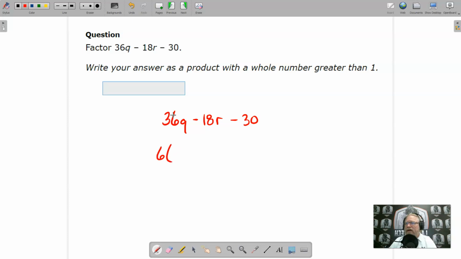And what's left over here? Well, 6 times 6 is 36, so that would be 6. And I also have the q minus, if I factor 6 out of 18, I'm left over with 3, and I still need the variable r. And 6 times 5 is 30, so if I pulled 6 out, I'd be left with the 5. And now, 6, 3, and 5, do they all have any common factors? Indeed, they do not, so this is our final answer. 6 times the quantity of 6q minus 3r minus 5.